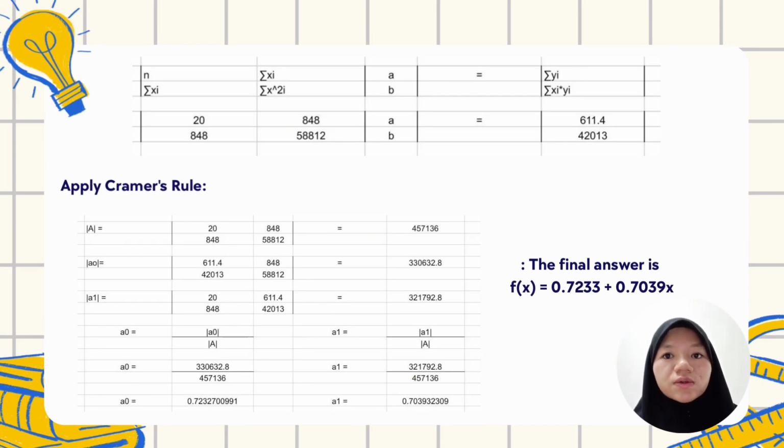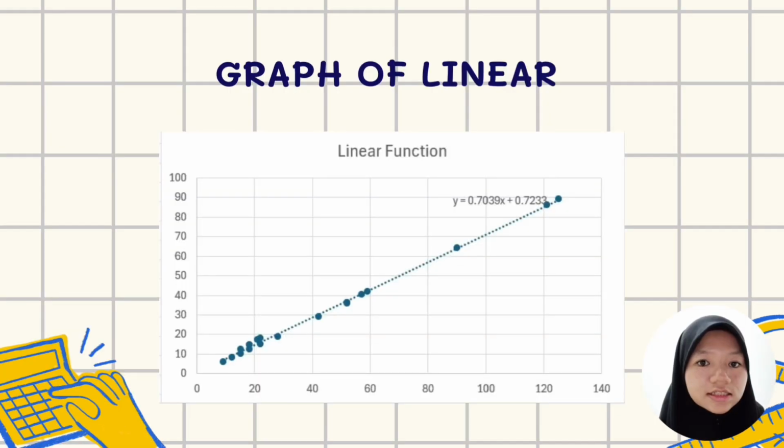A0 we get 0.73270099 and A1 we get 0.70393239. And lastly, we apply A0 and A1 into the general function and we get the final answer, f(x) equal to 0.7233 plus 0.7039x. This is the graph of the linear function based on the final answer from the previous slide.